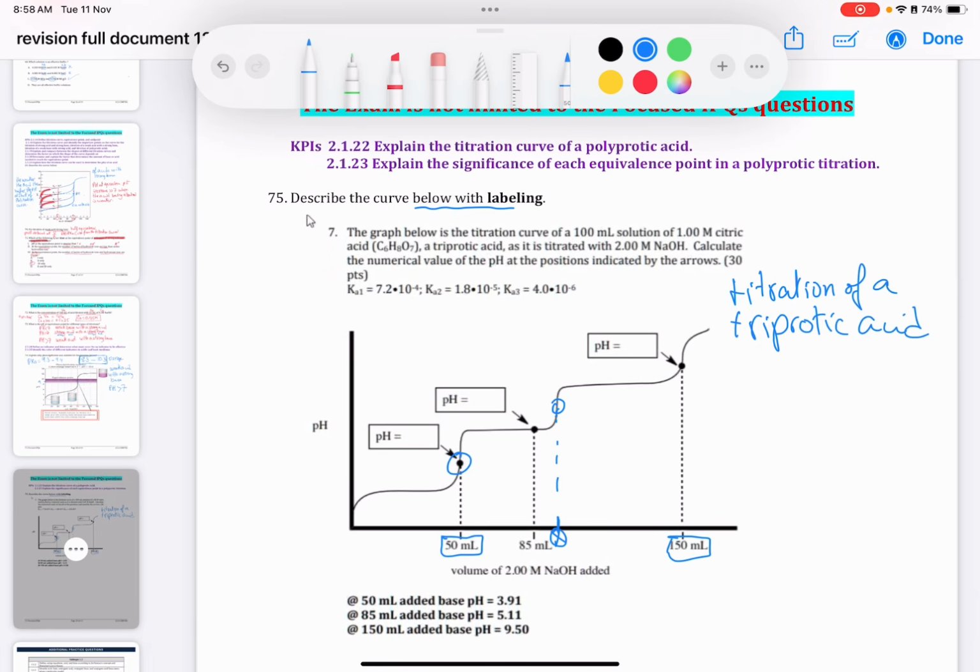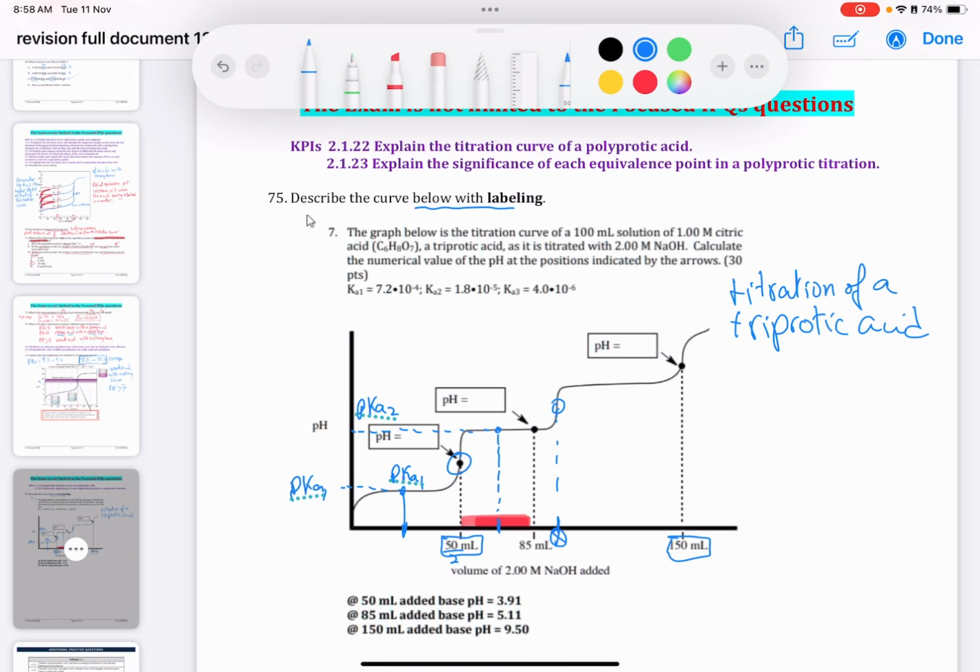Now, how do I calculate the half equivalence point? Half of 50 is here, so probably that's the pKa1. Now from 50 to 85, this area over here, half of it is here. So this is pKa2 and this is pKa1.